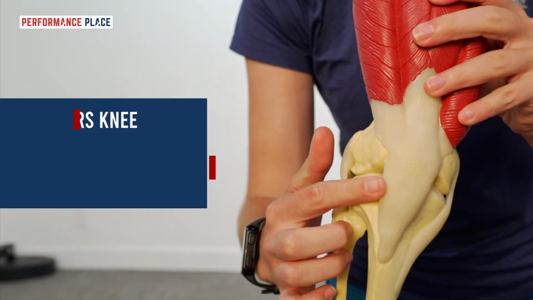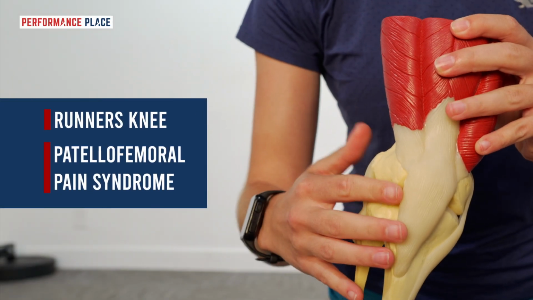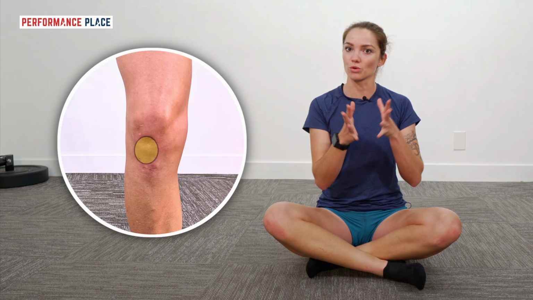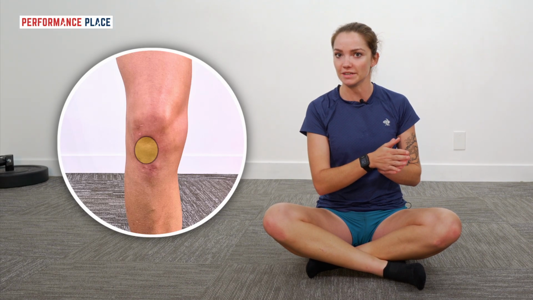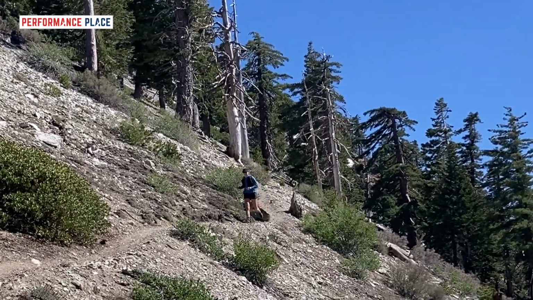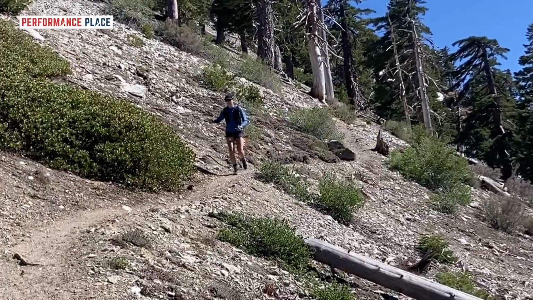Usually when this is happening, we're talking about runner's knee or patellofemoral pain syndrome, which is often abbreviated PFPS. Runner's knee or PFPS usually feels like pain on the underside of your kneecap, usually on the lateral or the outside aspect of the kneecap, and can sometimes come with some clicking or popping that may be painful. This usually hurts most when you're running, hence runner's knee, and especially if you're running downhill.